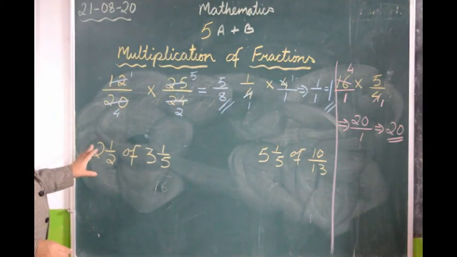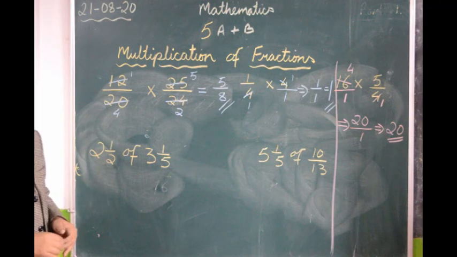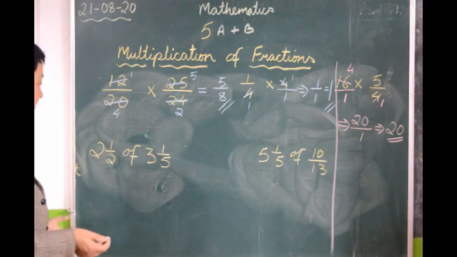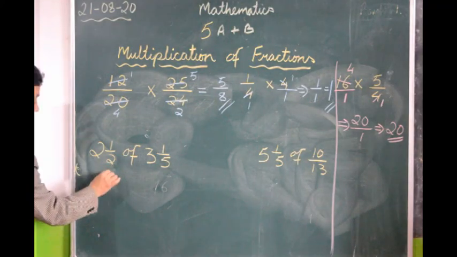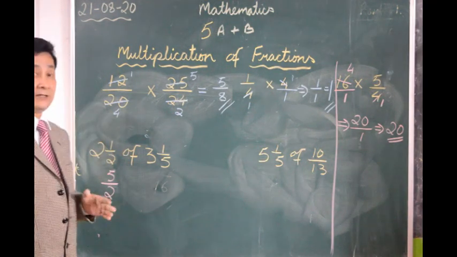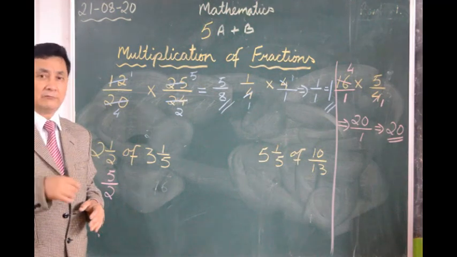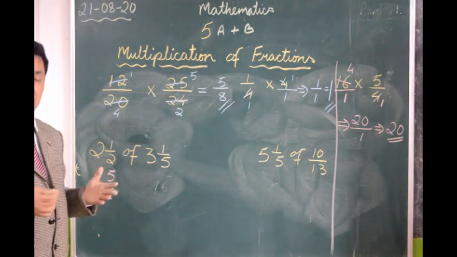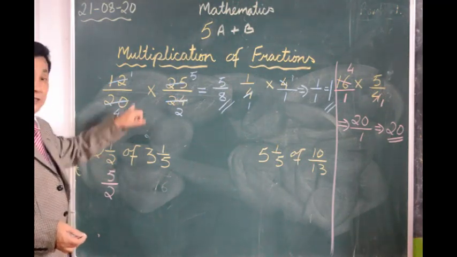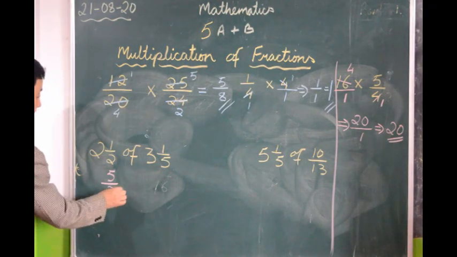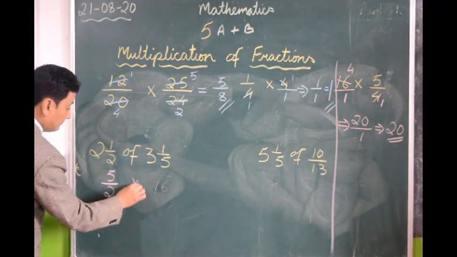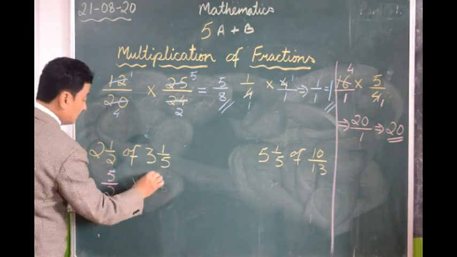Let's do this. I've told you before, whenever you see a mixed number, it must be converted into an improper fraction. 2 2s are 4 plus 1, 5 upon 2. Of and multiply is the same thing. But later on I will be teaching you BODMAS where it's something different, where of has to be done before multiply. But of means multiply. Okay? So we can write a multiply sign or we can write of. We can change that of into a multiply sign.